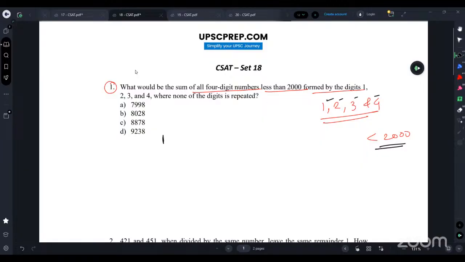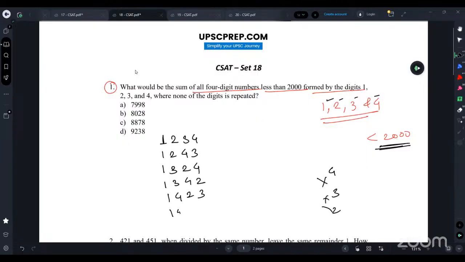So in the first place, I can keep only 1 out of these 1, 2, 3, 4, right? I cannot start a number with 4. I cannot start a number with 3 and 2. I will have to always start with the number 1 because I want a number less than 2000. See now guys, if I start with 1, 2, I will have 1, 2, 3, 4, right? Then I will have 1, 2, 4, 3. Then if I start with 1, 3, so 1, 3, 2, 4, and then 1, 3, 4, 2. If I start with 1, 4, it will be 1, 4, 2, 3, and 1, 4, 3, 2. So these 6 numbers are the only ones possible, guys.